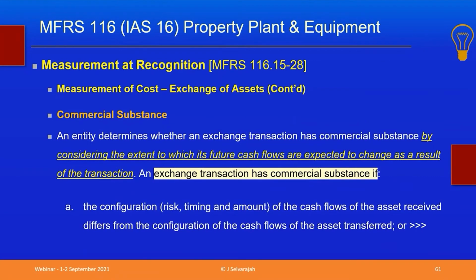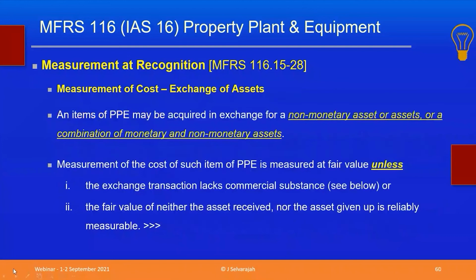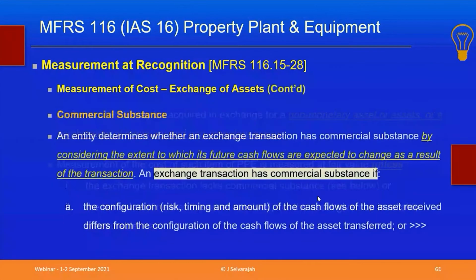Now, the word commercial substance here in the previous slide, and I said see below. So the word commercial substance, let me get the pointer so maybe you can see better. All right. An entity determines whether when you exchange one house with another house, in this example, it has commercial substance by considering what? The extent to which you are expected to get cash flow changes due to the transaction. Why do you want to actually change? Either you want to change your cash flow profile or you have other reasons for it.